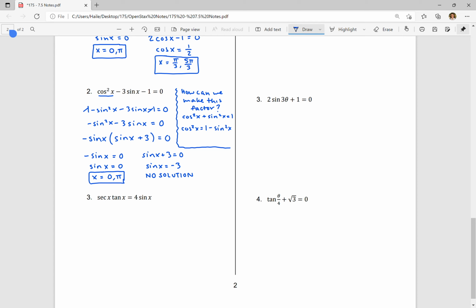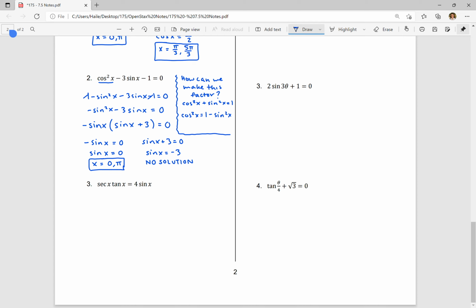Okay. So let's try one more example on 0 to 2 pi, and then we'll do a few with general solutions. So this next one we have secant of x times tangent of x is equal to 4 times sine of x. So this one's a little tricky. So maybe I'll start by just turning everything into sines and cosines and see if I can get anything to cancel. So secant we know is 1 over cosine of x. Tangent is sine of x over cosine of x, and that's equal to 4 times sine of x.